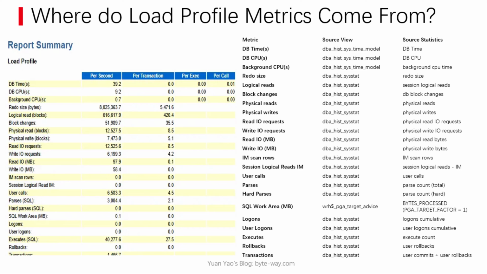Now that we understand how Oracle computes these metrics, we can create a table to describe where these metrics come from. This table maps each load profile metric to its corresponding Oracle view and source statistic. The leftmost column lists metric names featured in the load profile. The middle column specifies the view from which the relevant metric is retrieved, and the rightmost column specifies the source statistics used for calculation.